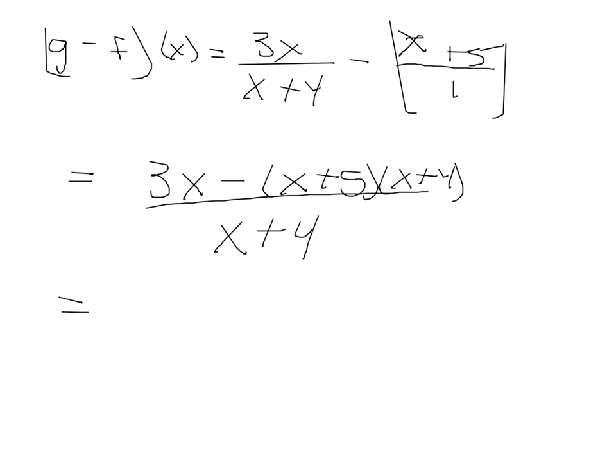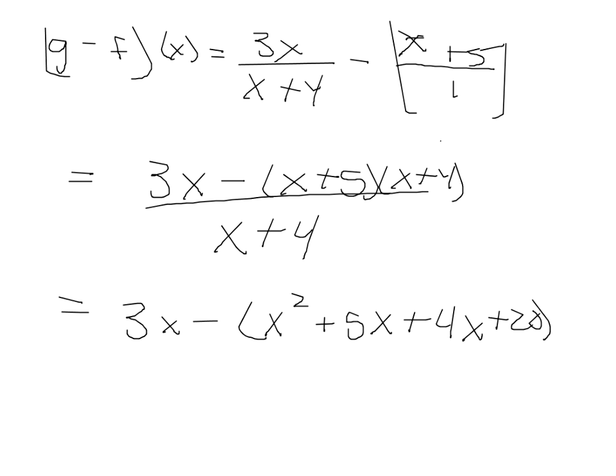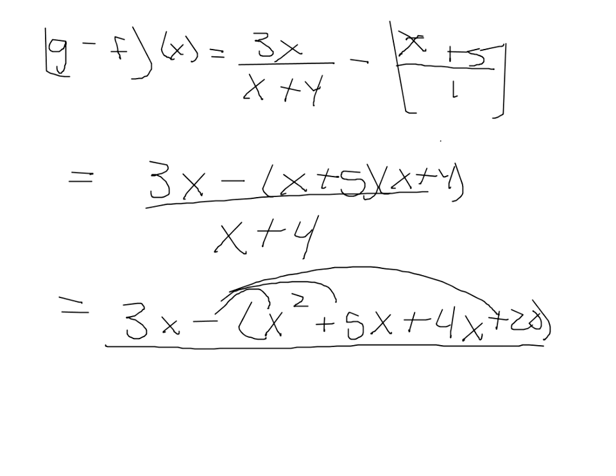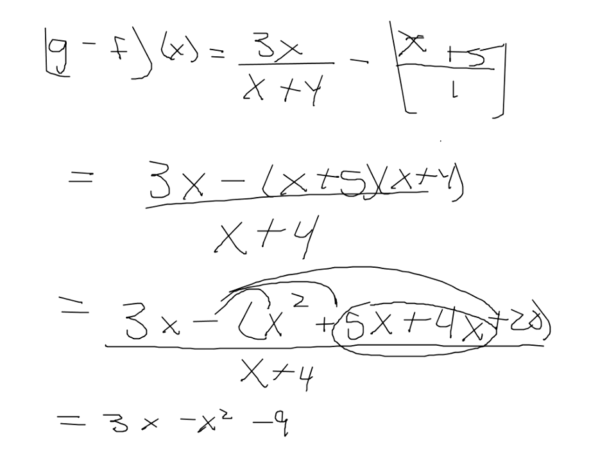We multiply this by x plus 4 over x plus 4. So we get 3x minus, and I expand just like I did on the last screen, x squared plus 5x plus 4x plus 20, but we need to keep it in parentheses and distribute the negative. This is going to combine to 9x, so when I do this, I get 3x minus x squared minus 9x minus 20.